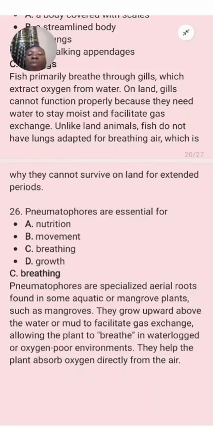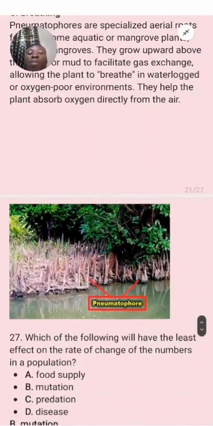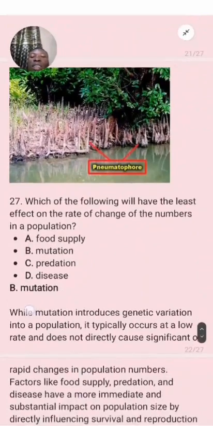Pneumatophores are essential for breathing. In fact, we call them breathing roots, or aerial roots. You can see them growing in water, especially in waterlogged conditions. Some of these plants have structures like roots, but they grow in water. This is an example of a pneumatophore. You can see it growing on water. So that is that.